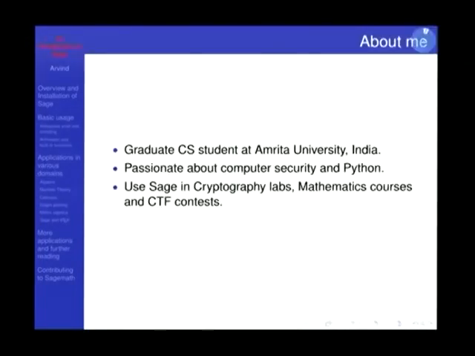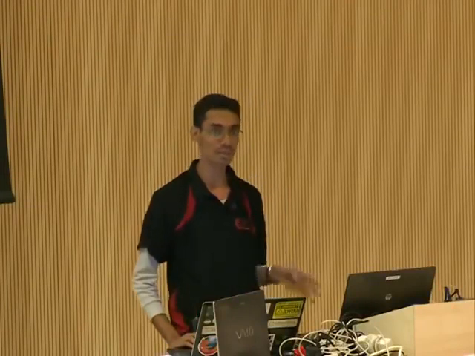So, I already told you about this. I'm a graduate CS student at Amrita University in India. I'm really interested in computer security and Python. That's how I started getting into the cryptography course, and I've actually designed the whole cryptography labs, and I also use it in mathematics courses. I also take part in a few computer security competitions, and I solve most of my crypto challenges using Sage.